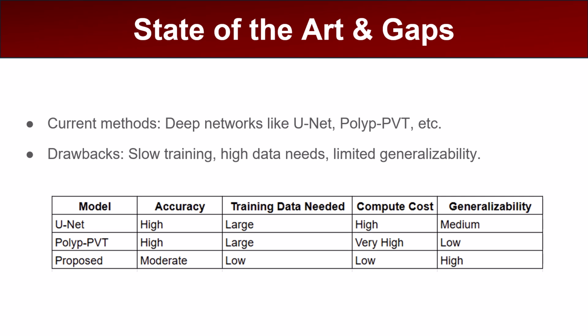UNet and PolyPVT perform well, but their generalizability tends to drop when used outside controlled environments. By contrast, the proposed method in this paper delivers moderate accuracy, but excels in efficiency and adaptability. It's fast, interpretable, and does not rely on massive datasets. This makes it far more practical for real-world deployment, especially in time-sensitive or resource-constrained settings.